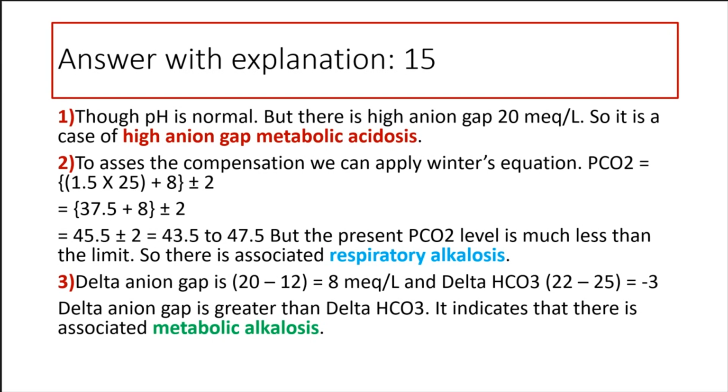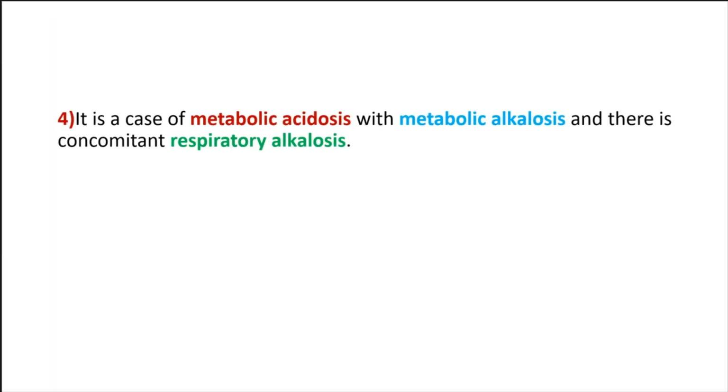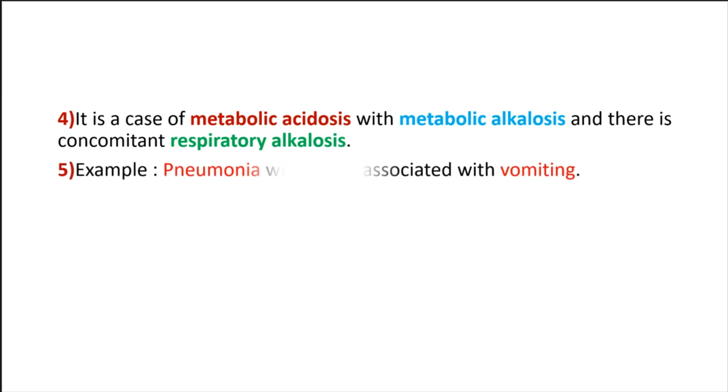3. Delta anion gap is 20 minus 12 equals 8 milliequivalent per liter, and delta HCO3 or bicarbonate 22 minus 25 equals minus 3. Delta anion gap is greater than delta HCO3 or bicarbonate. It indicates that there is associated metabolic alkalosis. 4. It is a case of metabolic acidosis with metabolic alkalosis, and there is concomitant respiratory alkalosis. 5. Example, pneumonia with shock associated with vomiting.